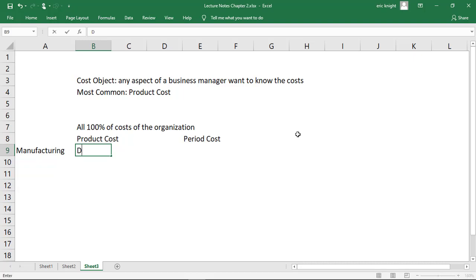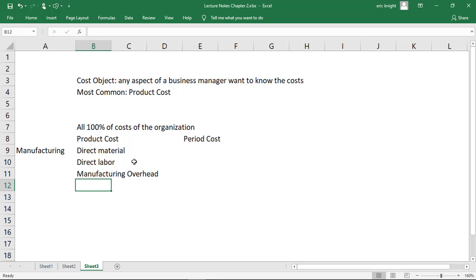So we have three types. We have direct material, we have direct labor, and we have manufacturing overhead. So those are the three costs that we're going to be using throughout this course. So it's very important that we get a grasp of these. Those three costs are extremely important.